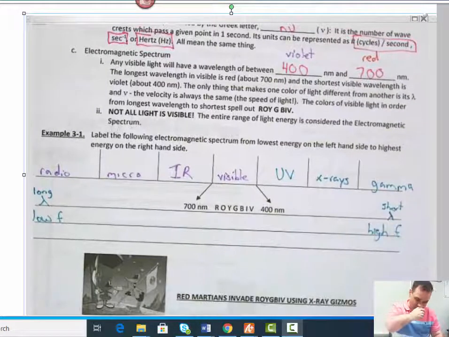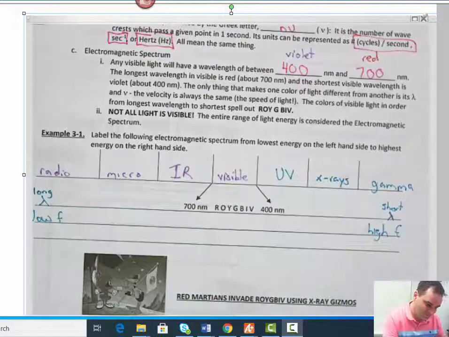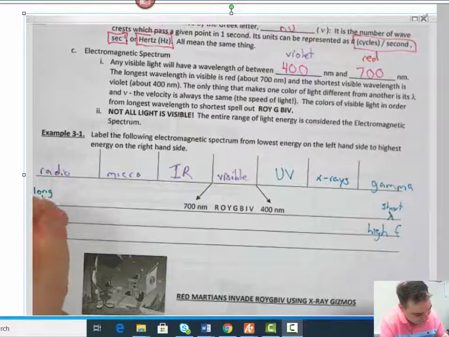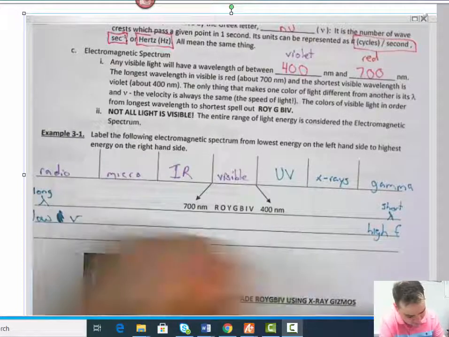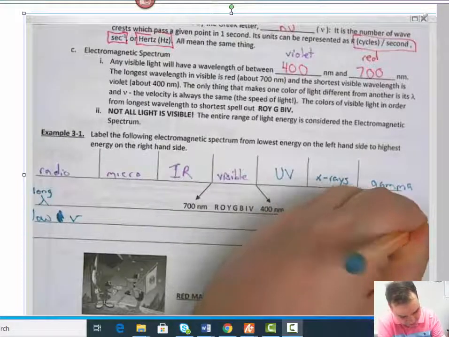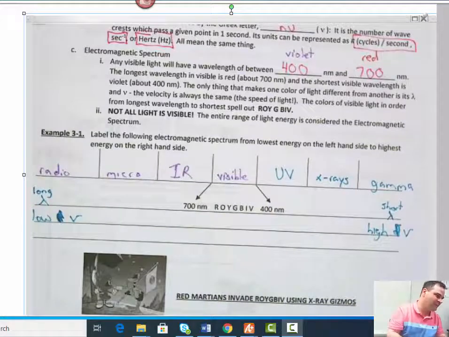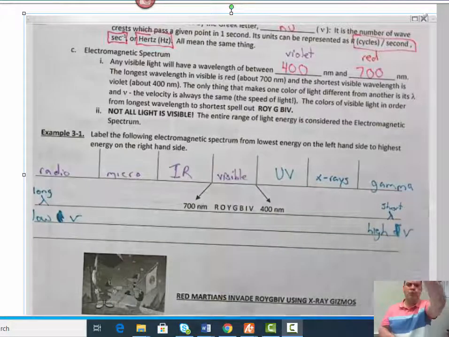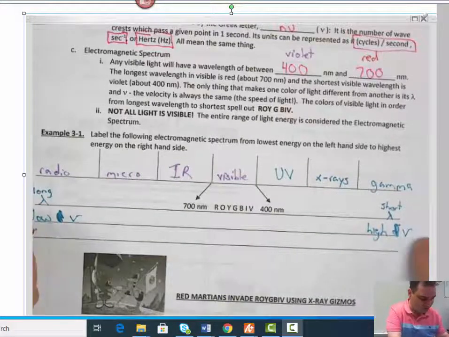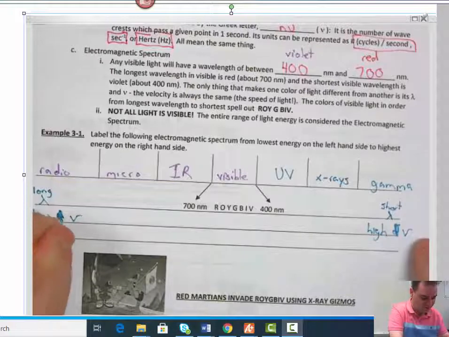Why did I use f? I should have used nu. So let's use nu. So that's that cursive v there, like that. Okay. Again, long wavelength. This is a long wavelength. Okay. That is low energy. That does not take much energy to do.